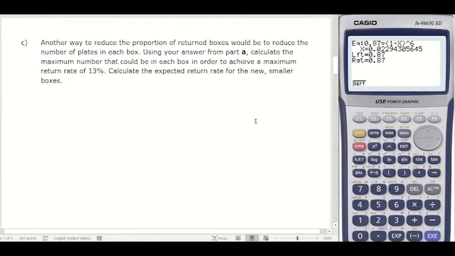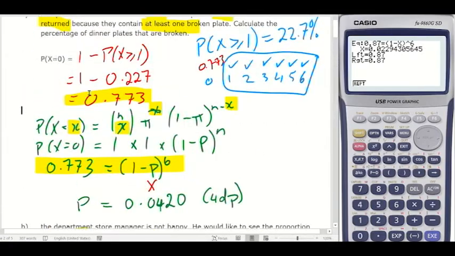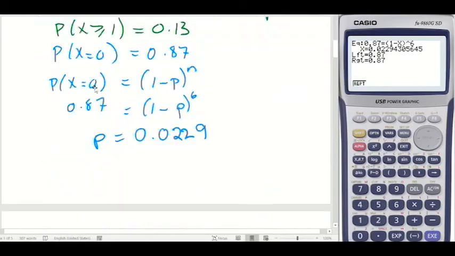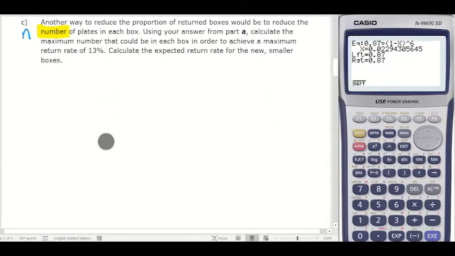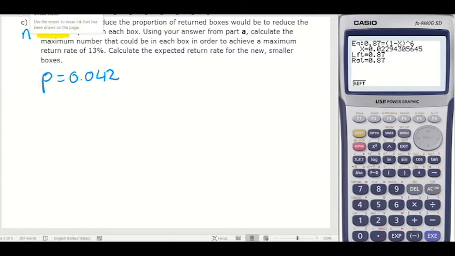Okay, so part C. Another way is to reduce the number of plates in each box. So when we talk about the number of plates, that's talking about our n. So it says use the answer from part A, and so when we did part A, we got the answer there of 0.042, so we're going to use that. So I'm going to use p of 0.042, and we need to now find the maximum number that could be in there to get a maximum return rate of 13%.